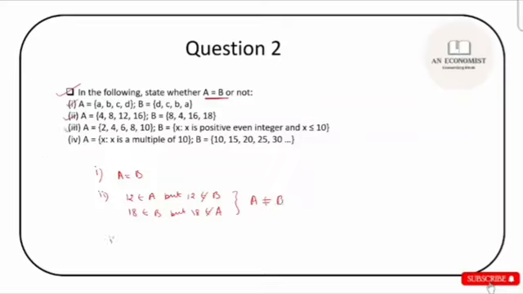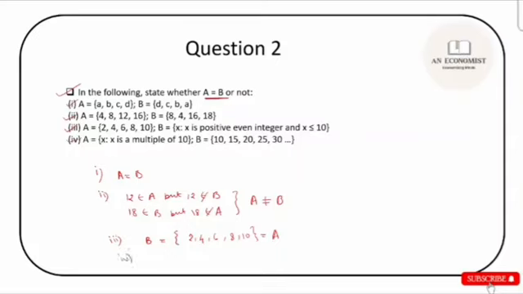Let us consider the third question. Set A has 2, 4, 6, 8, 10. Set B has x, where x is positive even integers which are less than equals to 10. Now first write what will be in set B. Positive even integers. So what will that be? 2, 4, 6, 8, 10. Now this set exactly matches with set A, so these two sets are equal.